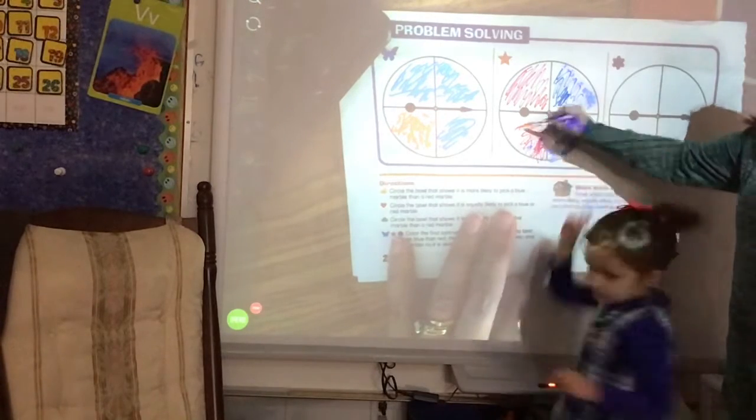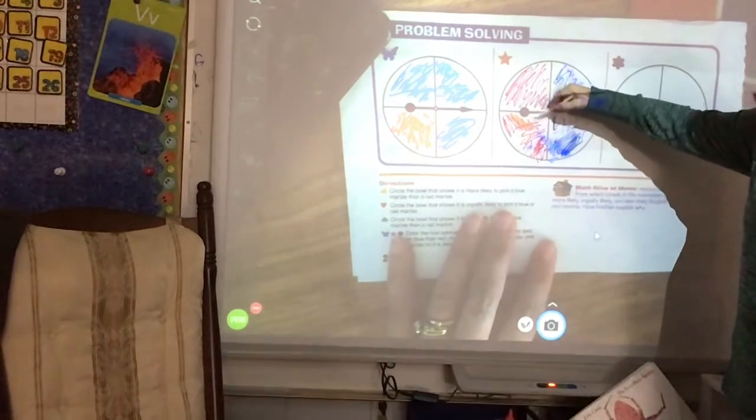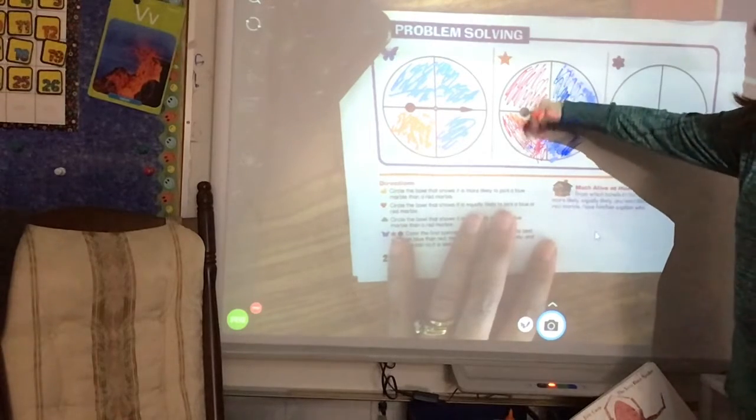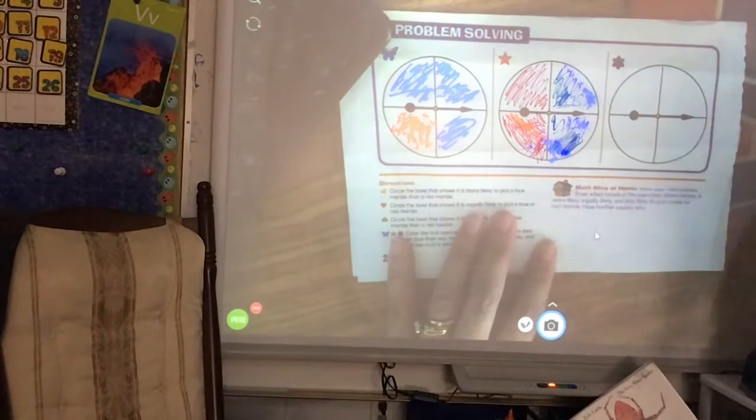Good job, Sister Lou. I'll get up here where we can't reach. Oh, it's colored red a little bit. All right, the last one. I would love the last one to be colored less likely to land on blue. Less likely to land on blue.